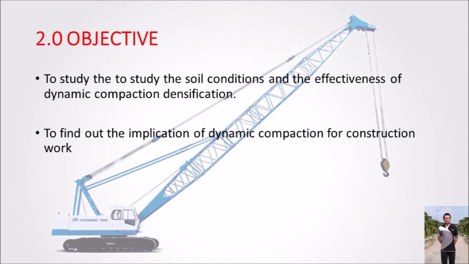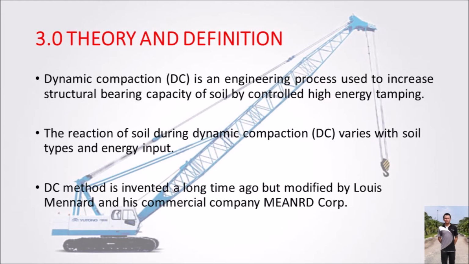I am Kang Quan. The objective of this study is to study the soil condition and the effectiveness of dynamic compaction densification, and to find out the implication of dynamic compaction for construction work. Part 3, Theory and Definition. DC is an engineering process used to increase the structural bearing capacity of soil by controlled high energy tamping. The reaction of soil during DC varies with soil type and energy input. The DC method was invented a long time ago but modified by Louis Menard and his commercial company.